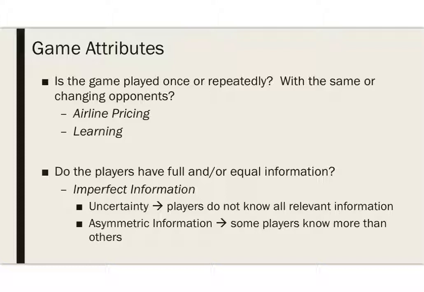If we have imperfect information, there's uncertainty, there's risk involved. If we have asymmetric information, one party might know more than others. So there's all kinds of these attributes that when we get to different games, we're going to have to try and figure out how to model these different things.